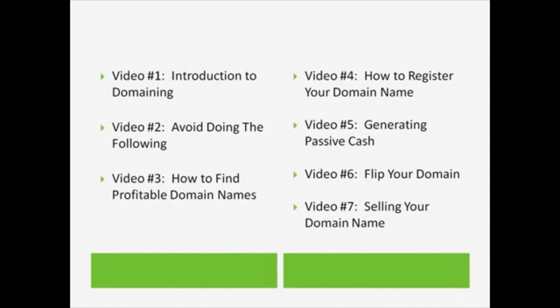Video 4 is how to register your domain name. Once you have found profitable domain names, then what? That's video 4. Video 5 is generating passive cash. Let's say you have a profitable domain name, but you don't want to sell it right then and there. You want to generate some passive cash. Well, in video 5, I show you just how to do that.